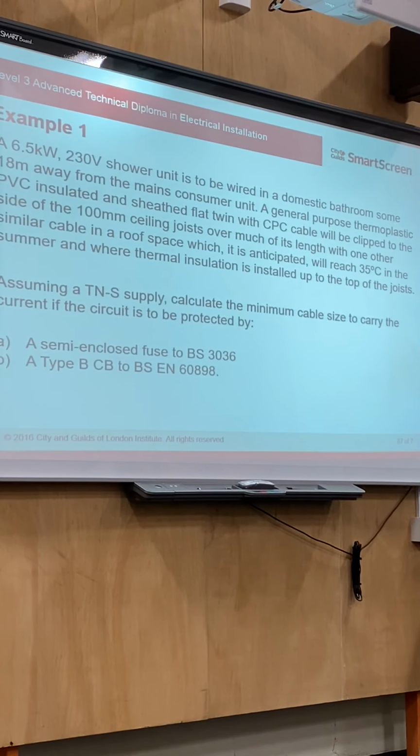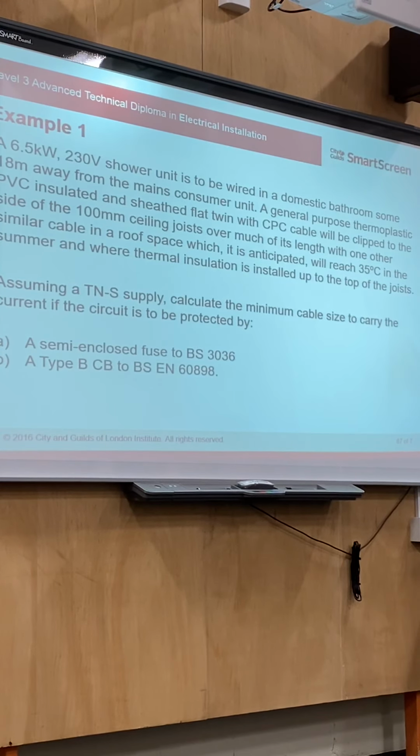Okay. Well, anything else that brings up anything? It's 18 meters away, no? Temperature. Oh, you got that.